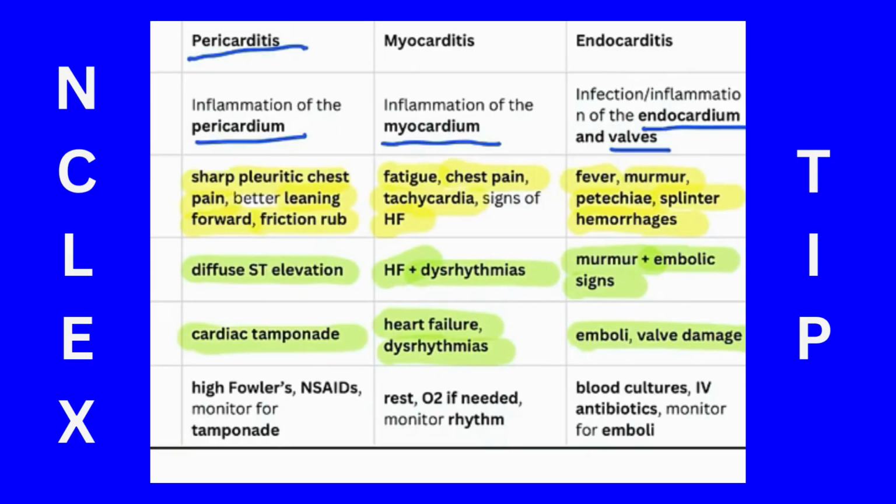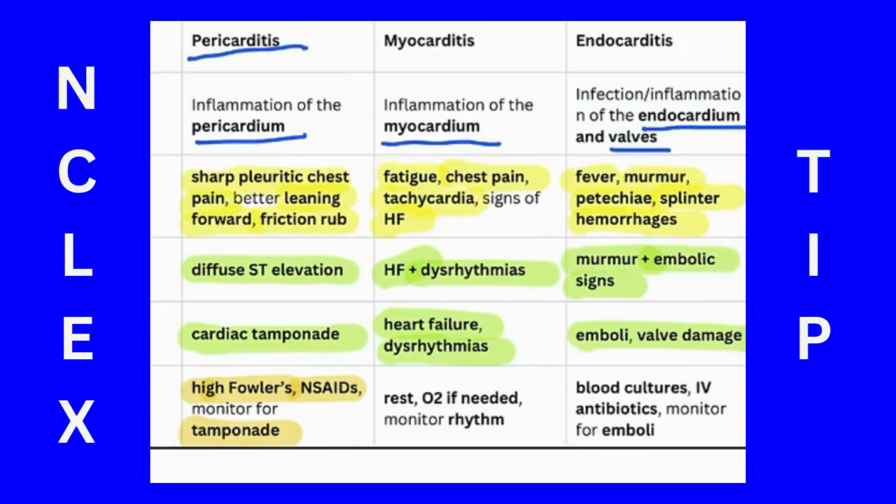And so what are the nursing priorities or NCLEX priorities that you need to know? First and foremost, you need to put the patient in a high Fowler's position. Because of the pleuritic chest pain, you can give NSAIDs for this patient. And because cardiac tamponade is a very high risk or a major complication, you need to watch for tamponade.